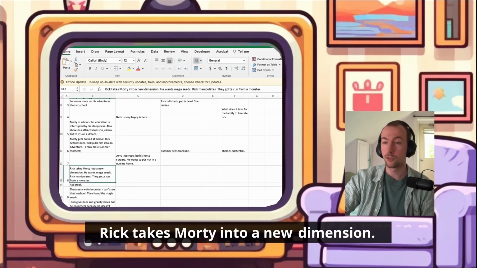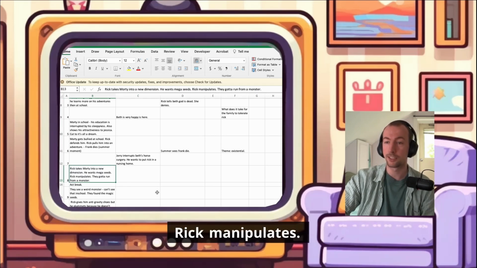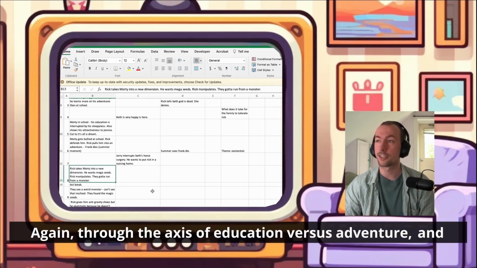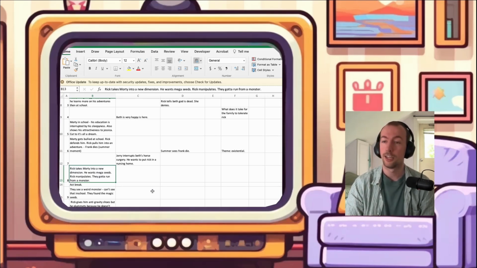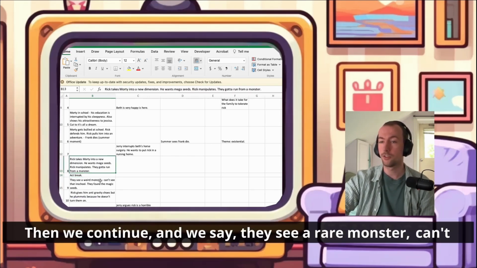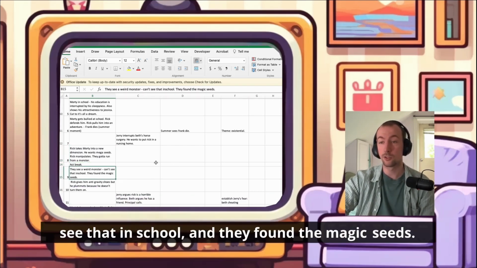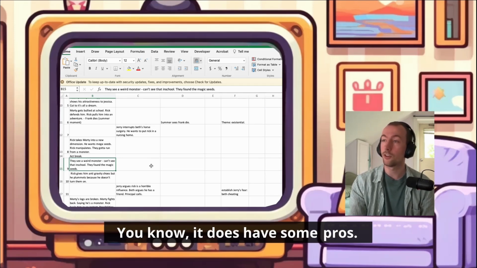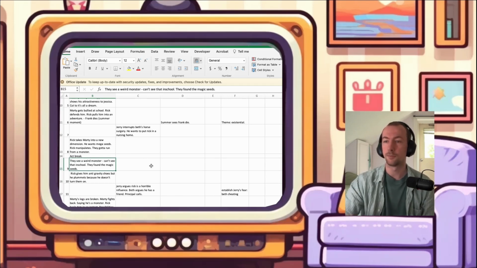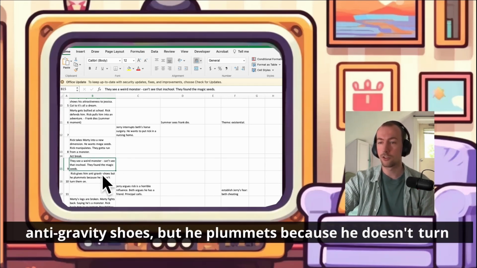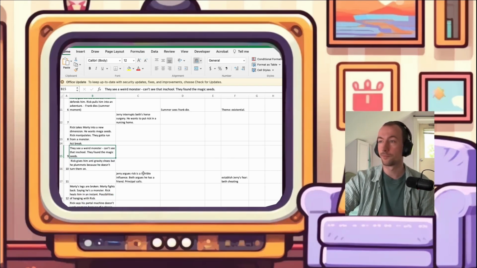Rick takes Morty into a new dimension. He wants mega seeds. Rick manipulates. They gotta run from a monster. Again, through the axis of education versus adventure, and is it good or not. We act break on the scary monster. Then we continue and they see a rare monster, which you can't see in school, and they find the magic seeds. This stuff is kind of interesting, actually. It does have some pros. Rick gives himself anti-gravity shoes, gives Morty the anti-gravity shoes, but he plummets because he doesn't turn them on.